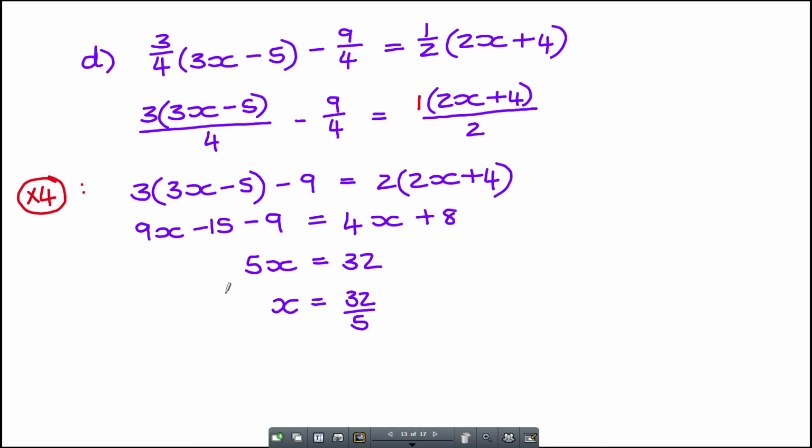And now I've got to get rid of this coefficient of 5. So I divide each side by 5. So x will be 32 over 5. And that's also the simplest form. It couldn't go any smaller than that.